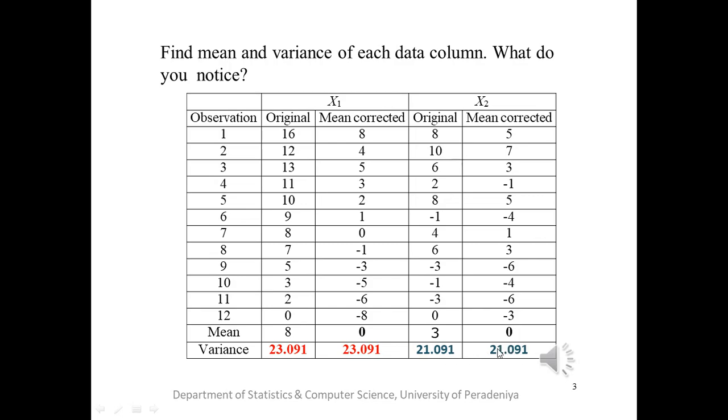What do you notice here? For both variables we have the same variance for original and mean corrected data. When analyzing data we consider the variance of the relevant situation. Since the variance is the same for the original data and the mean corrected data, we can use mean corrected data for the analysis.